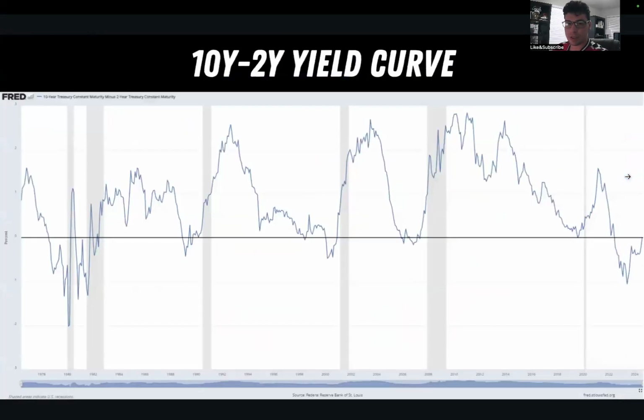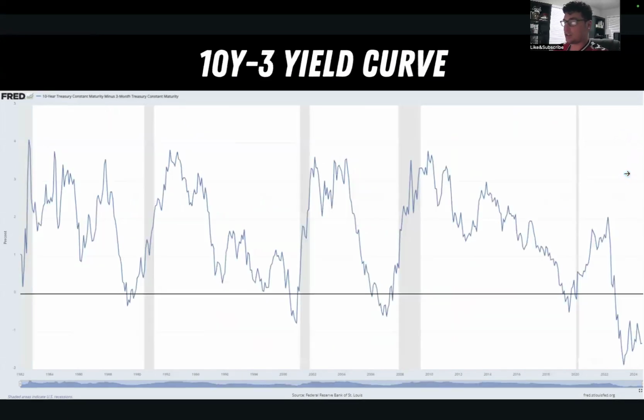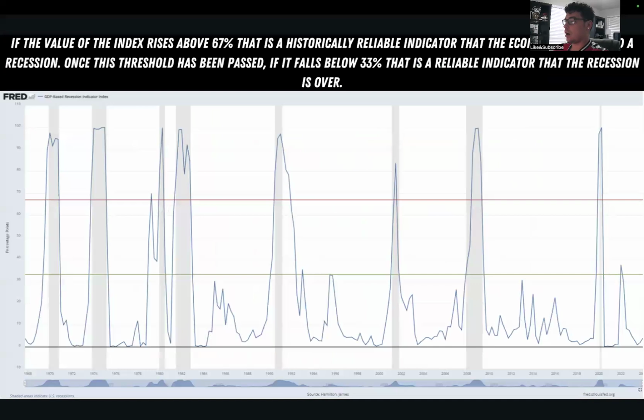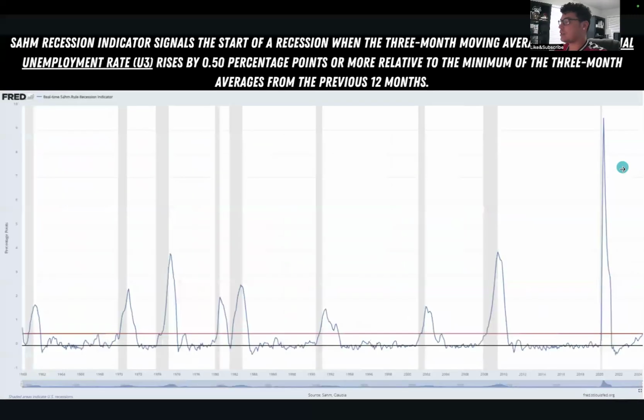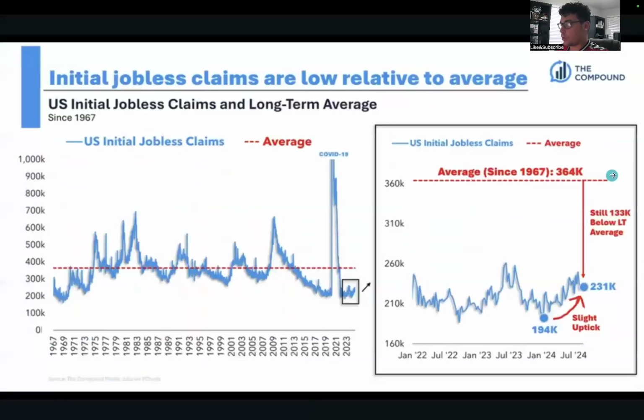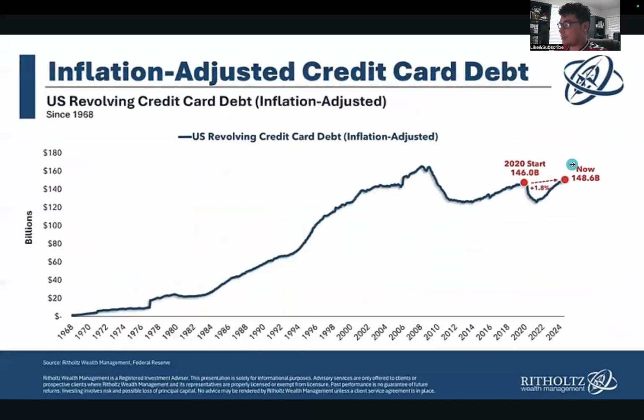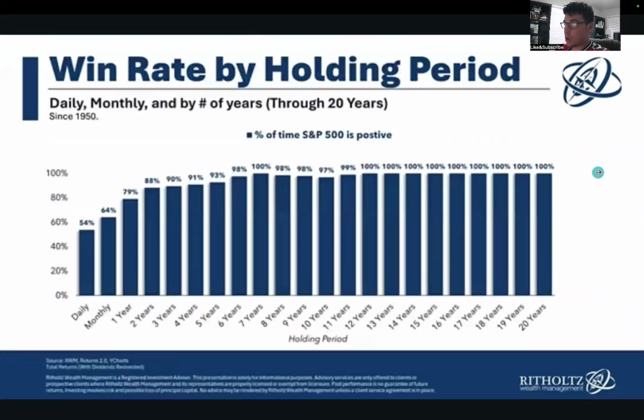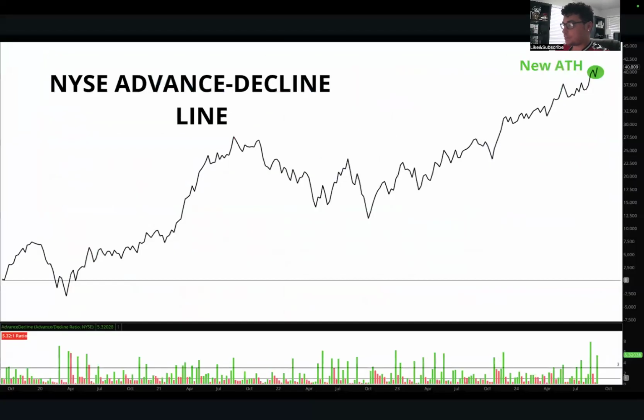And then we'll talk about some of the things that could cause a recession, right? We've got the yield curve, obviously one that everyone is talking about. We'll talk about the GDP based recession indicator index. All right, we'll go over the Sahm rule. We'll talk about jobless claims and the labor market, inflation adjusted credit card debt. We'll also go over the win rate by holding period.